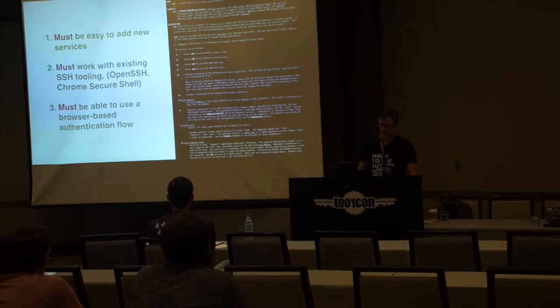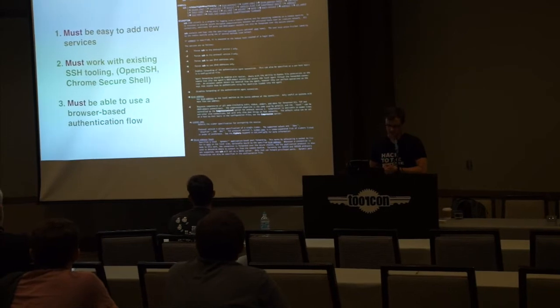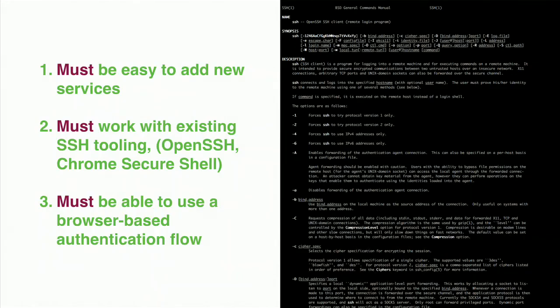At the start of this, we had a few tenets that we wanted to stick to. The first one I mentioned here is that it must be easy to add new services that are behind the access proxy. And that's something that Google stresses is pretty important in one of the BeyondCorp papers. Another thing is we didn't want to write our own SSH tooling for macOS or Windows or for anything. We wanted to use the existing tooling, but then also support Chrome Secure Shell because we do use Chrome OS pretty heavily at Duo.